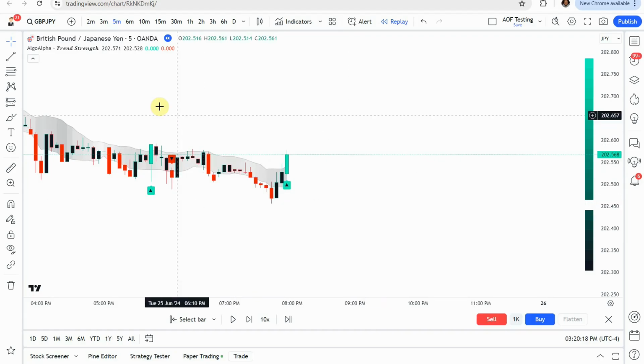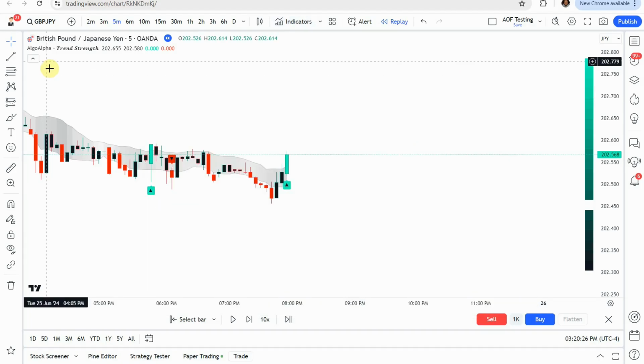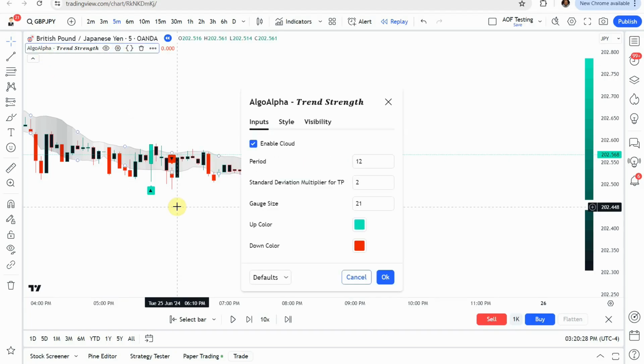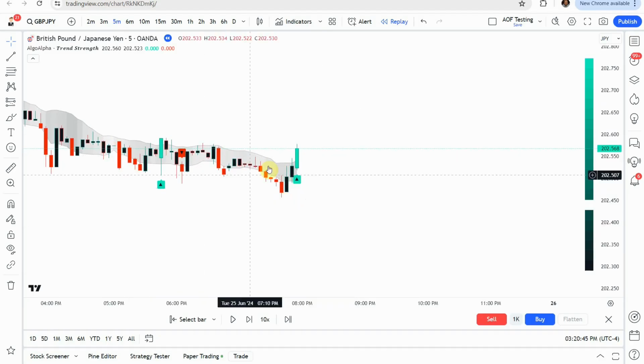Nonetheless, the indicator we are going to test is the trend strength signals indicator, this one right here. Go ahead and click on that and add it to the screen and jump into the settings here. What we're going to do is change the period to 12. We're going to change the standard deviation to 2. And we're going to change the gauge size to 21 and click OK. Once you do that, it should look like I have on screen now.